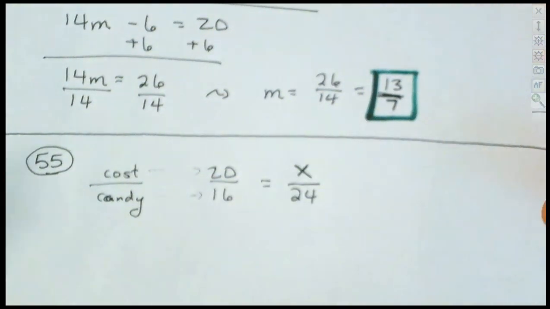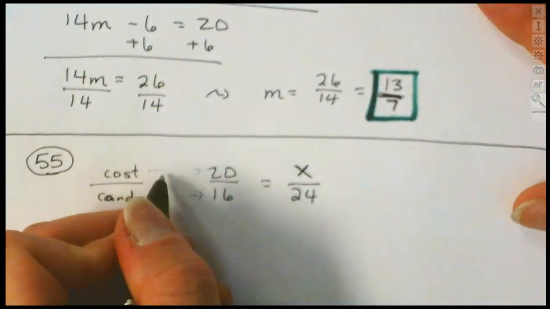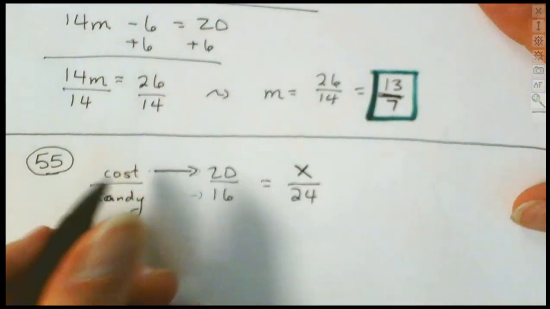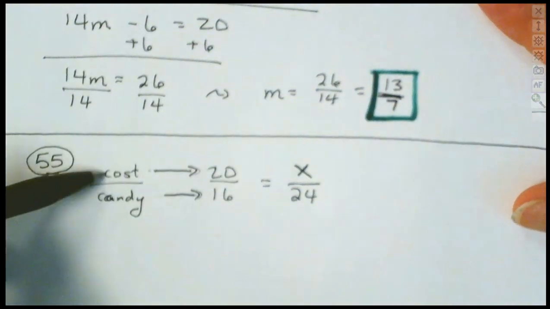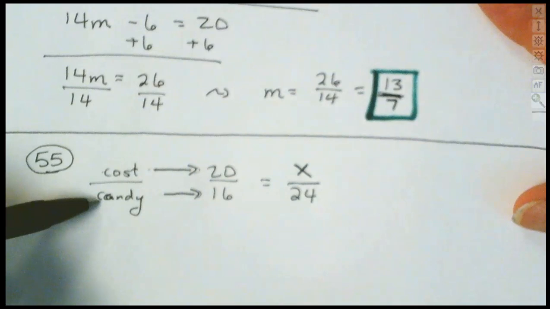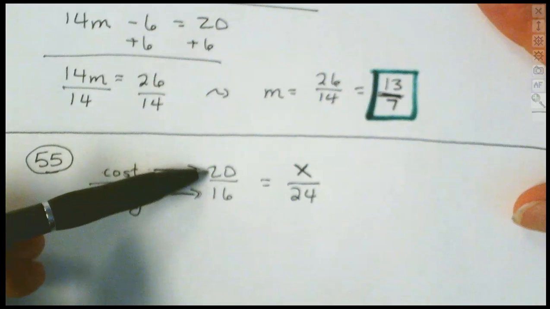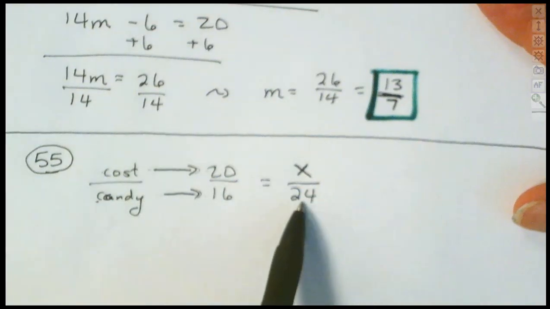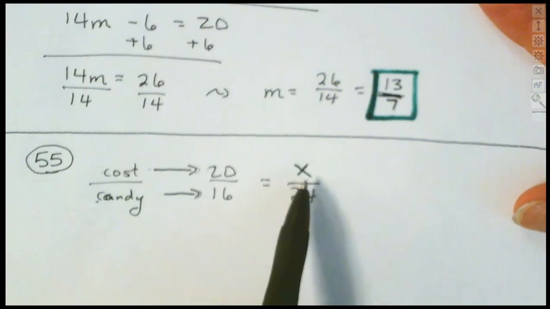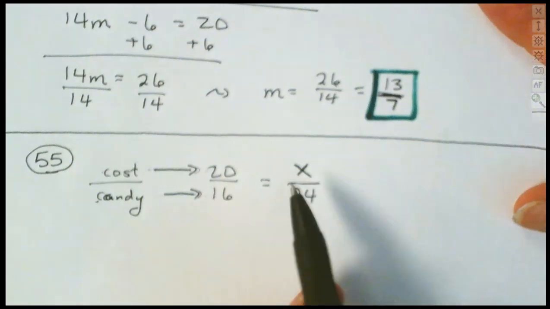But see, these are ratios. And however you decide to set up the ratio, just make sure you do both of them the same. So I chose to put the cost on the top, the number of candy bars that I get for that price on the bottom. So if I spend $20, I get 16 candy bars. I want to purchase 24 candy bars. So that goes here. What we don't know is the price of those 24 candy bars. So that's why the X is going on the top here.